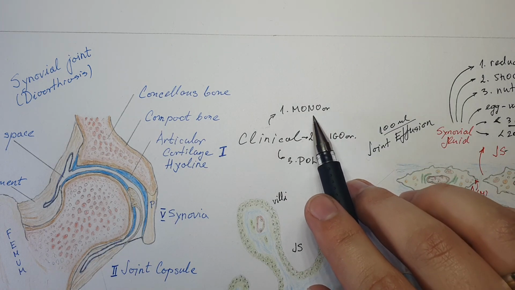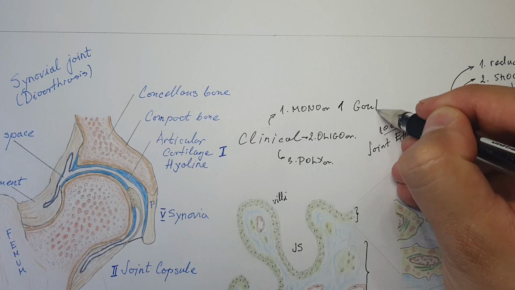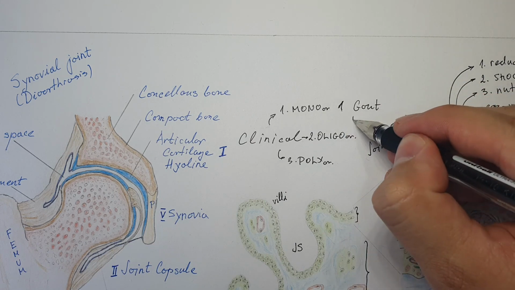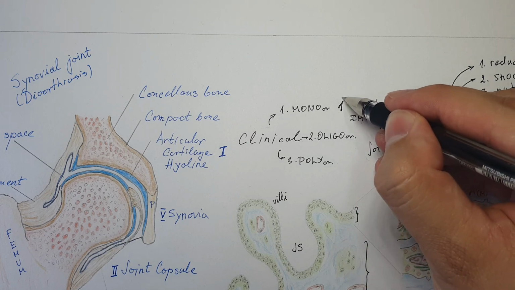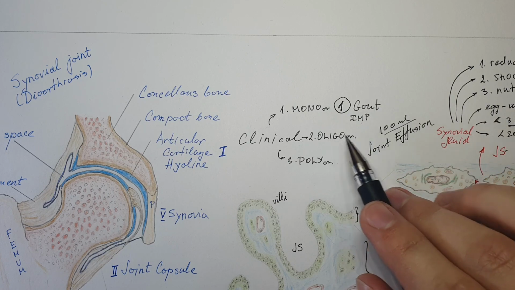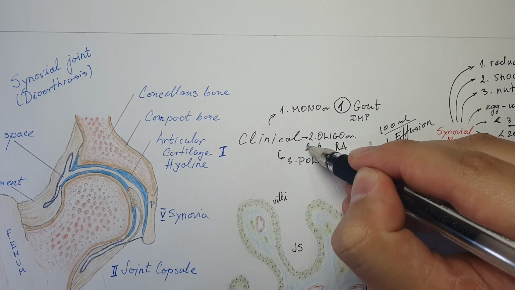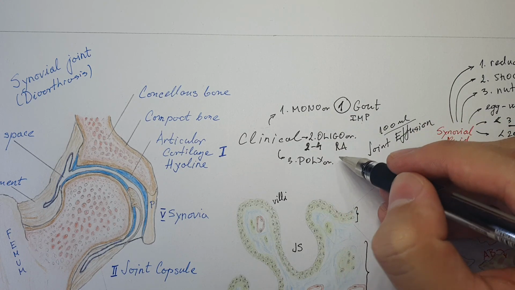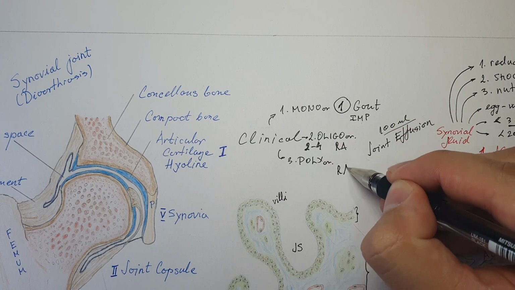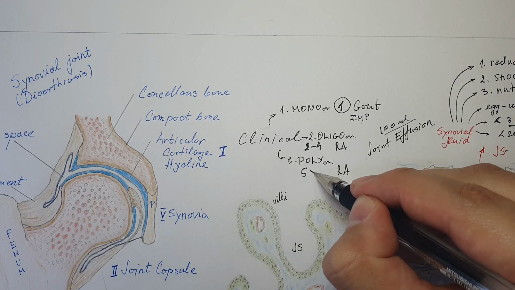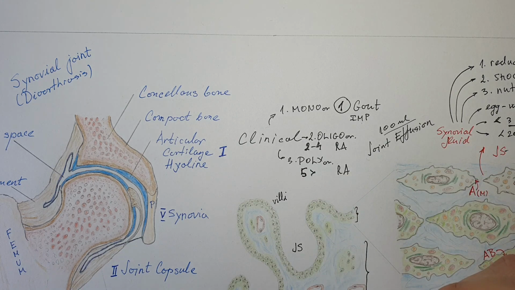If a disease is monoarticular, it means it only affects one joint. For example, gout is often only affecting the first metatarsophalangeal joint, so it is a monoarticular disease most of the time. Oligoarticular, for example reactive arthritis, is affecting 2 to 4 joints, so it is an oligoarticular disease. And for example, rheumatoid arthritis is affecting 5 or more joints, so it is a polyarticular disease in clinical presentation.